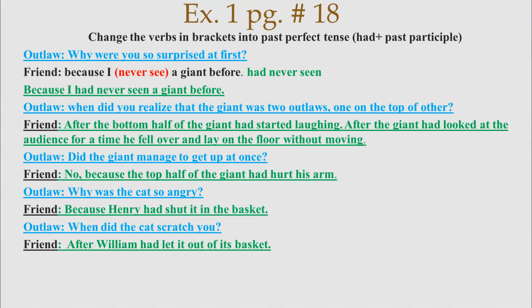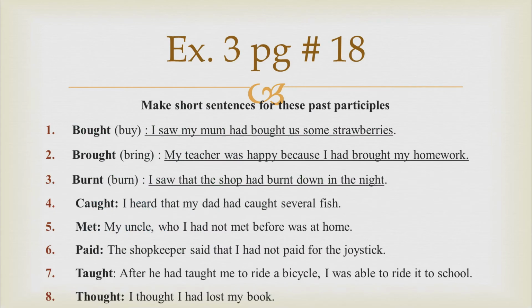We put the auxiliary verb just after the subject. Because I had. Then we put the word never, and the verb see will change into past participle seen. Because I had never seen a giant before. Rest of the exercise is done for you. Practice this at home. Then come to exercise number 3 at page number 18.